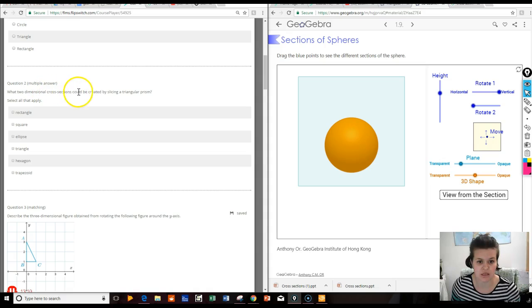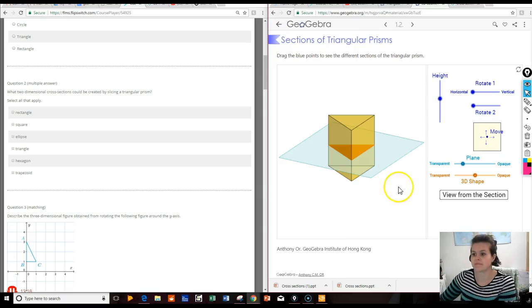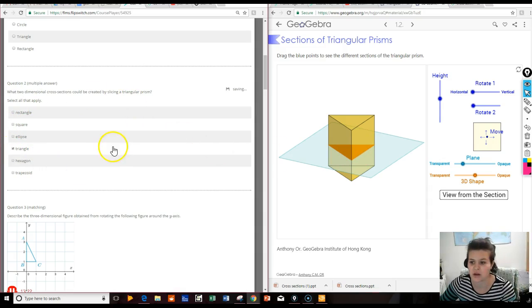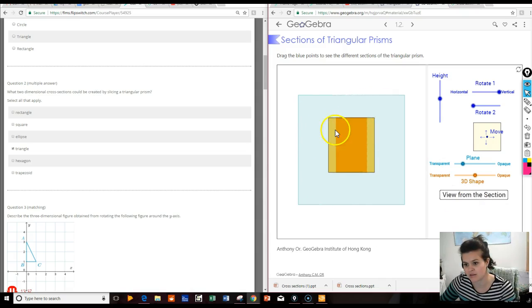What two-dimensional cross-sections could be created by slicing a triangular prism? So we go back to our triangular prism. Right now we have a cross-section of a triangle. So we could have a triangle because we can slice through parallel to our base shape of a triangle. We could also have a rectangle if we cut parallel to the very bottom. It could be possible to have a square.